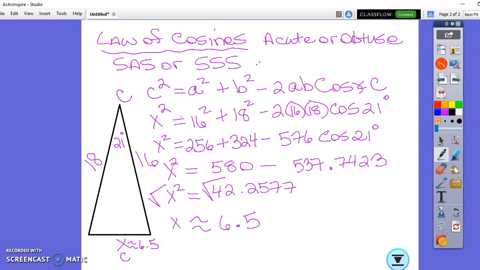And that's how large this side is right here, approximately 6.5 units. And that's all there is to using the law of cosines. It's a lot of plugging in based on these values and going ahead and using your calculator and remembering order of operations. My next video will be about using the law of cosines to find a missing angle.